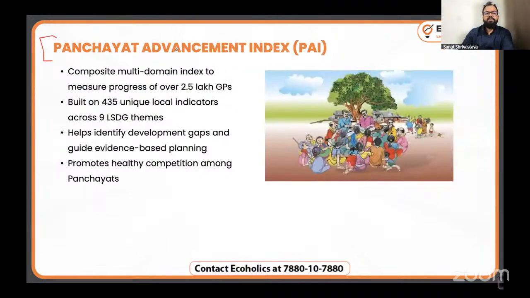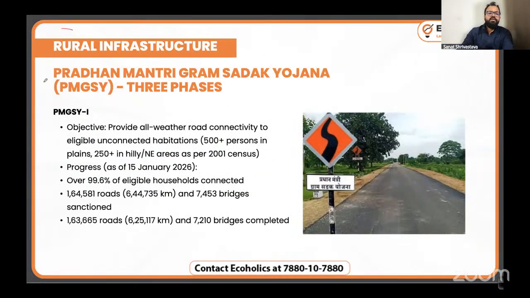PAI, Panchayat Advancement Index: a composite multi-domain index to measure the progress of 2.5 lakh gram panchayats, built on 435 unique local indicators. Local SDG themes as well. It helps identify developmental gaps, guides evidence-based planning, and promotes healthy competition among panchayats so that they are always motivated to do well. Okay, rural infrastructure.